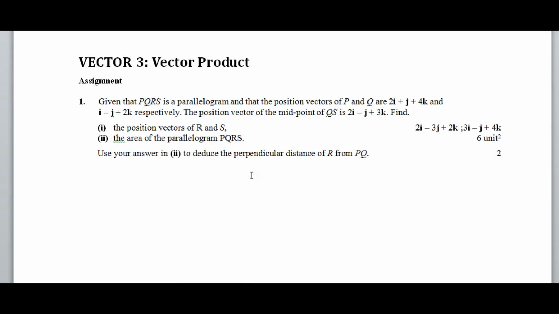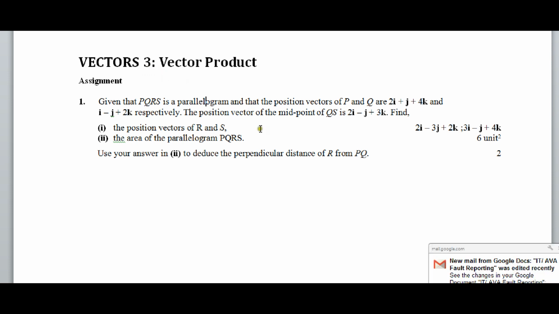Okay, I'm going to go through vectors 3, vector product. Part 1 should not be a problem. Find the position vector of R and S. These are the answers, R and S. Okay, and area of the parallelogram also no problem if you can do a quick sketch.